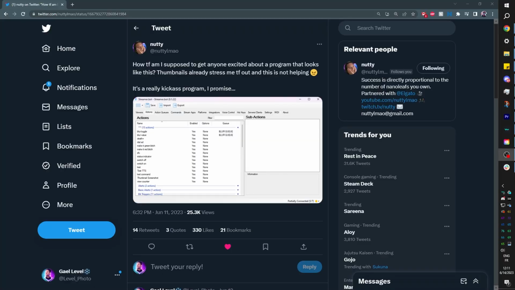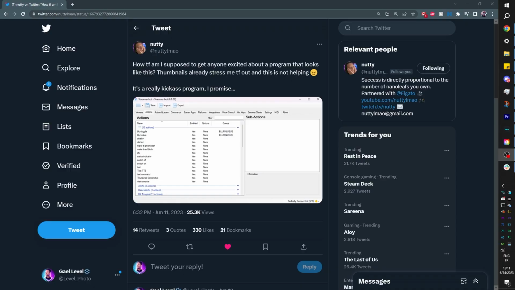Nutty recently posted: "How the F am I supposed to get anyone excited about a program that looks like this?" Wait. If somehow you don't know who Nutty is, may the gods have mercy on your soul. "Thumbnails already stress me TF out, and this is not helping. It's a really kick-ass program, I promise."